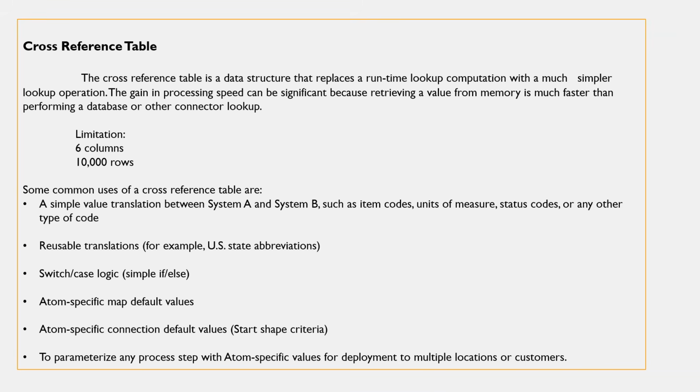Some common use cases of cross-reference table are a simple value translation between system A and system B, such as item codes, unit of measure, status codes, or any other type of code. Reusable translations, for example, US state abbreviations. Switch or case logic, atom-specific map default values, atom-specific connection default values, to parameterize any process step with atom-specific values for deployment to multiple locations or customers.